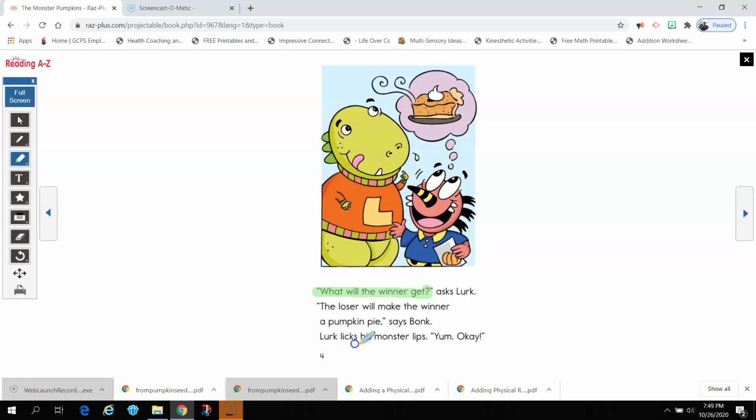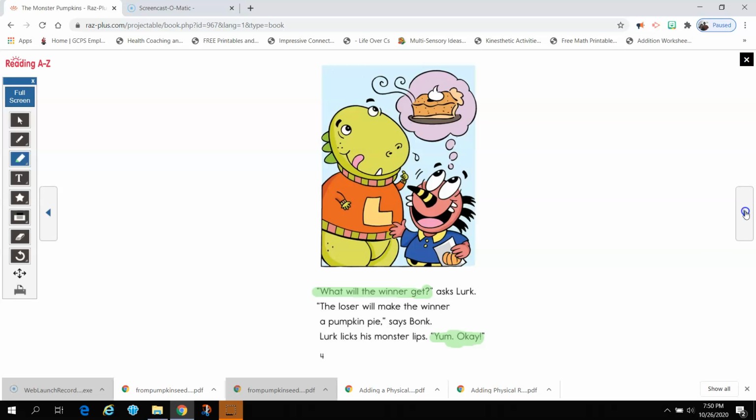Now let's see. I see some more quotation marks. Let's read it to see who's talking. "The loser will make the winner a pumpkin pie," says Bonk. It's Bonk again. It's not Lurk. Lurk licks his monster lips. "Yum." Okay. Do you see those quotation marks? Who's talking here? We don't see the word says this time, so we have to go back and look at the sentence before it. And look, it says Lurk licks his monster lips. So this right here is another thing that Lurk says.